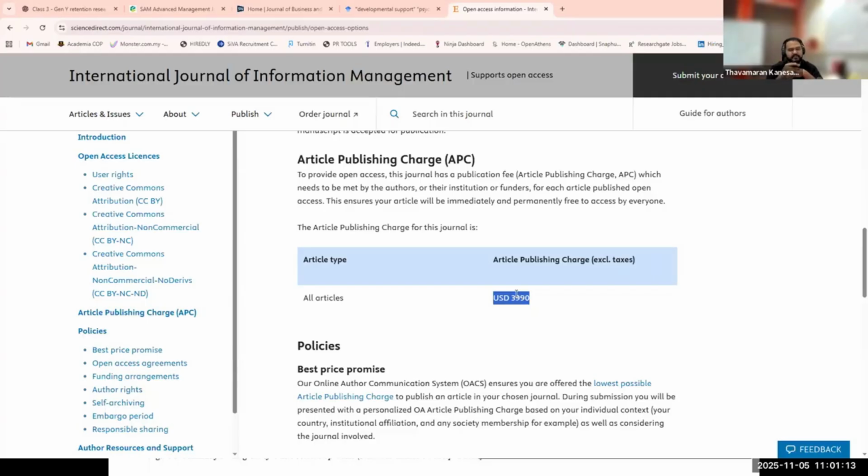MDPI will still be considered very cheap compared to this. When it's a paywall journal, that means it's free to publish. For you to forcefully make it open access, you have to pay an extensively high amount. How many of you here are willing to pay 3990 USD to make your paper open access if you get accepted here? You can choose to make it open access. How many of you are willing to pay?